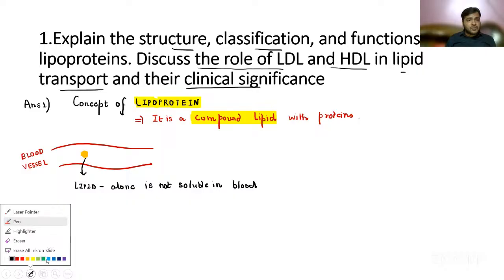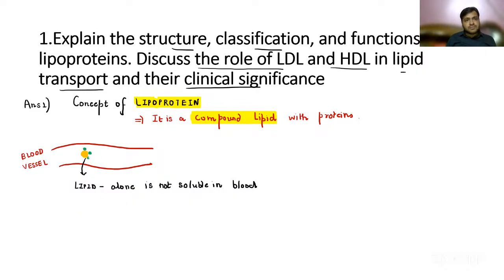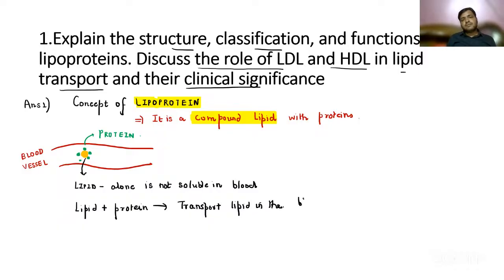Now, if I combine protein with this particular lipid, let us suppose this is the protein. So what will happen, guys? This lipid plus protein, if they are combined together, this is how we can transport lipid in the blood. So that is one of the structures, guys, that we have to mention over here. The lipid combined with the protein is called lipoprotein.